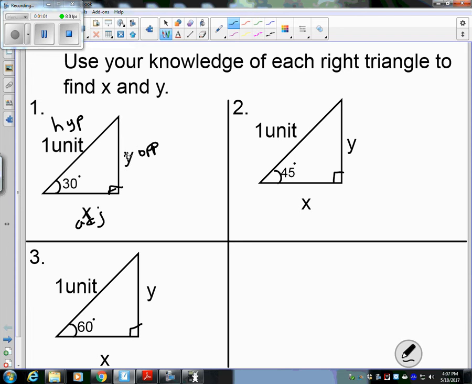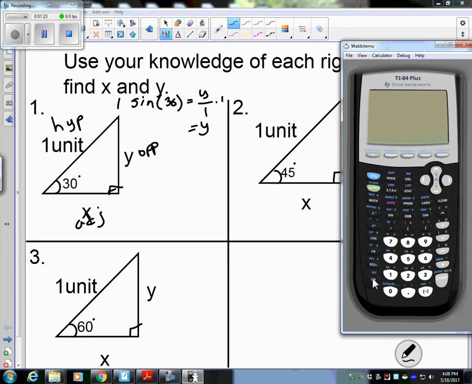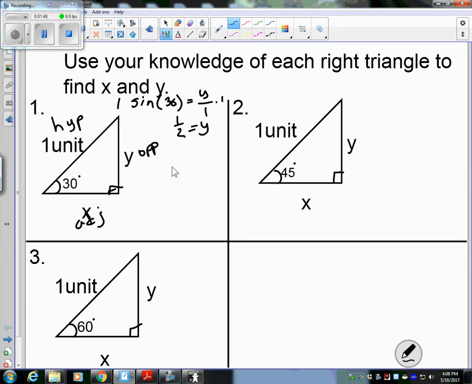So y is opposite over the hypotenuse, so sine of 30 equals y over 1. To solve for y, it's pretty easy: multiply by 1. In the calculator, make sure it's in degree mode. Go to mode, we can see it's in degrees, so we're good. Sine of 30 gives 0.5. That's exact, so we can keep that. So y is equal to 1/2.